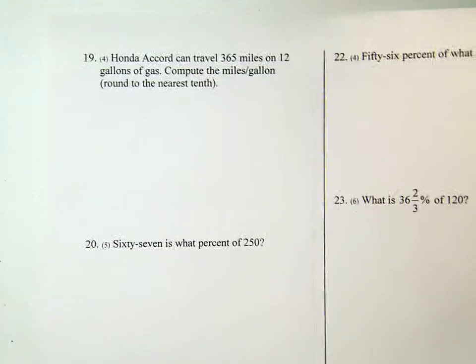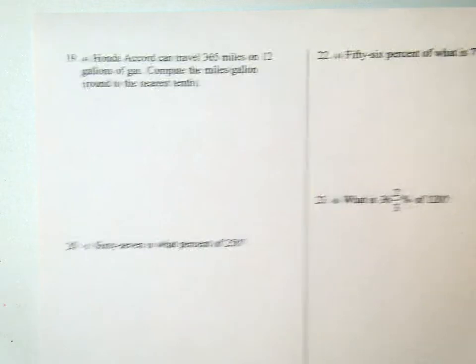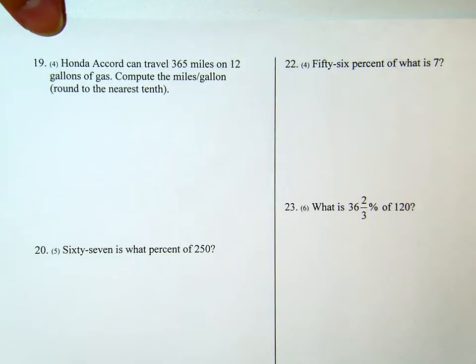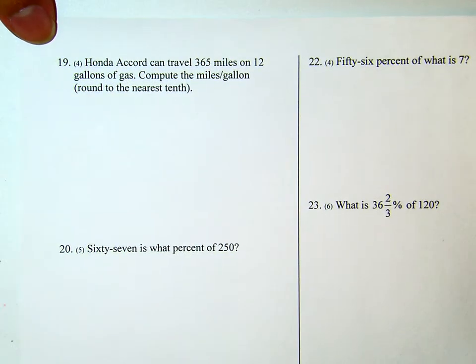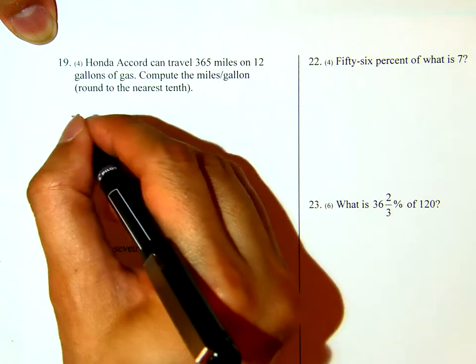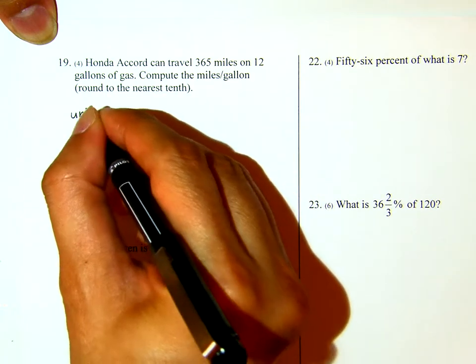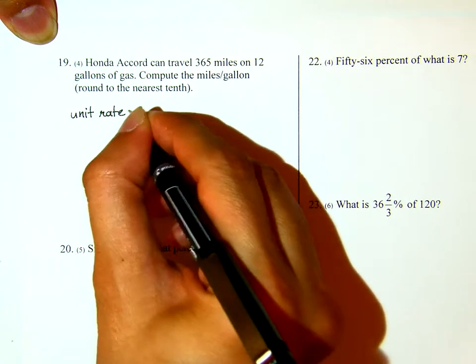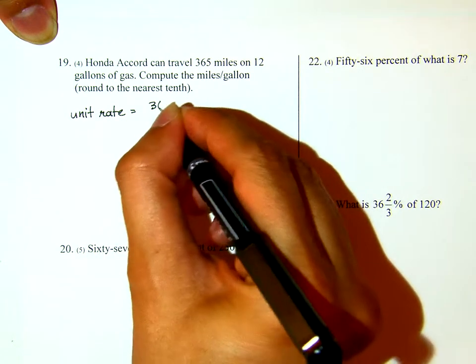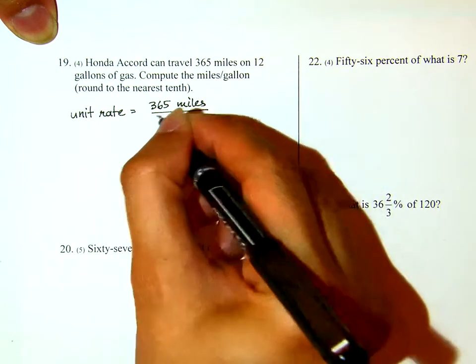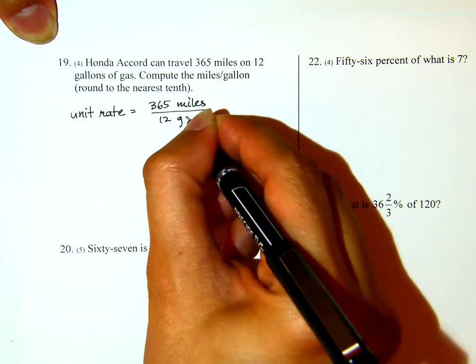Number 19. Honda Accord can travel 365 miles on 12 gallons of gas. Compute the miles per gallon. If you remember, that's actually the same as asking what is the MPG or what is the unit rate. Let me write that as a rate first. 365 miles over 12 gallons.